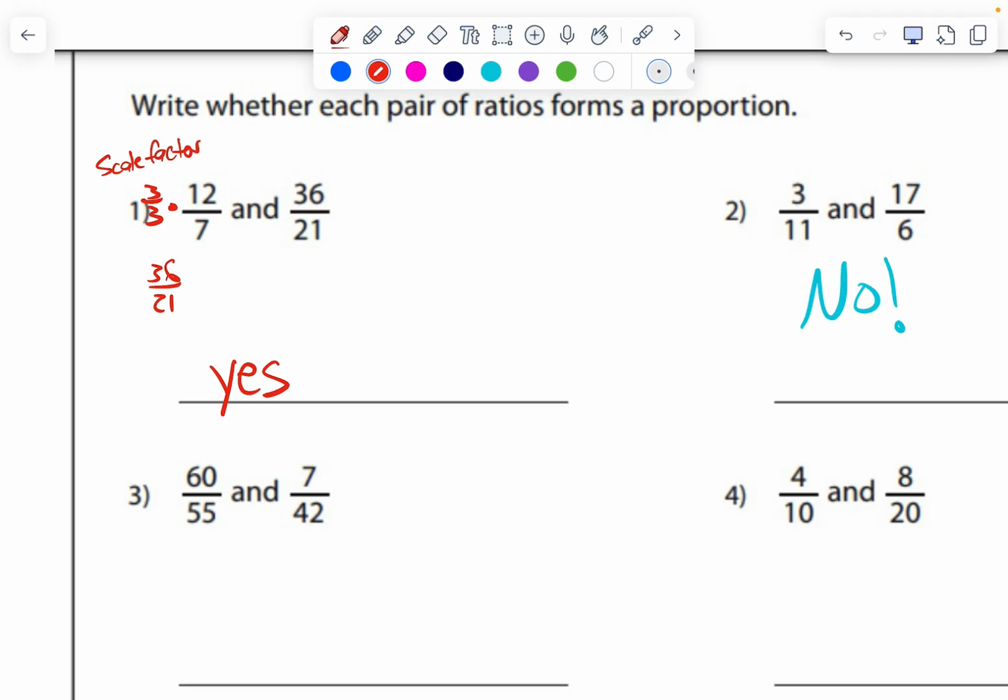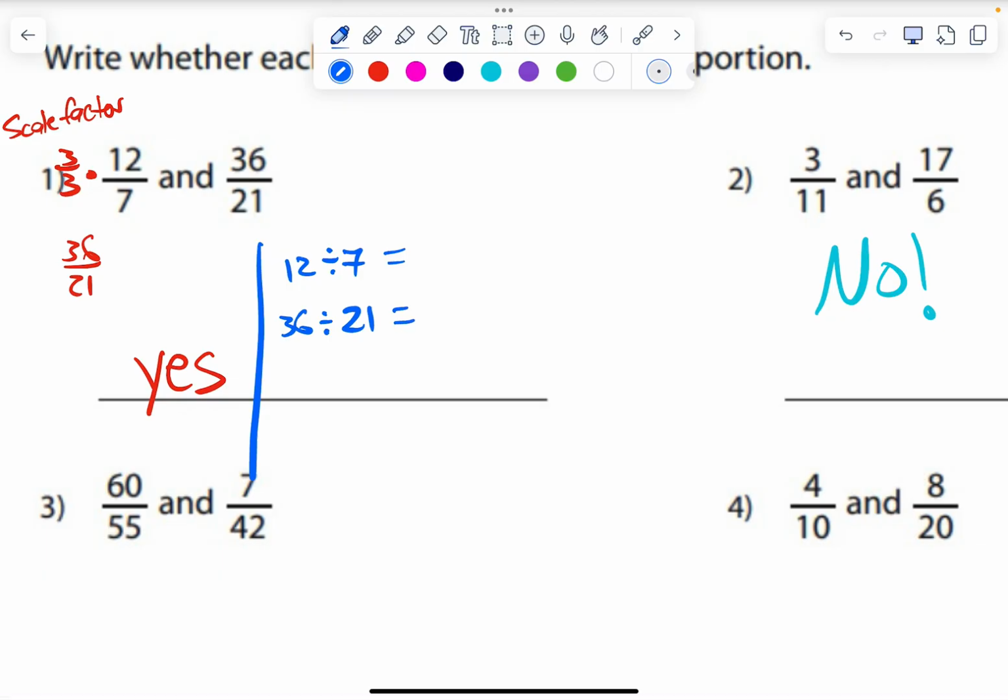Can't you just divide 12 by 7 and divide 36 by 21? You could also do that. Method 2, maybe. 12 divided by 7. 36 divided by 21. After all, that fraction bar means division. So grab your calculators and tell me what that equals. 1.714, right? Okay, so is it a proportion? Do they have equivalent value?